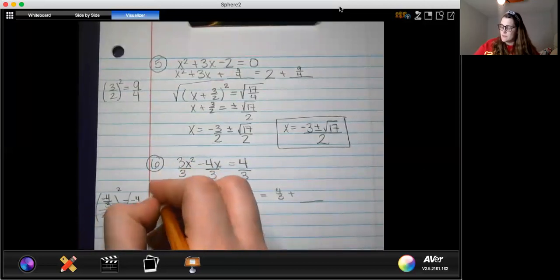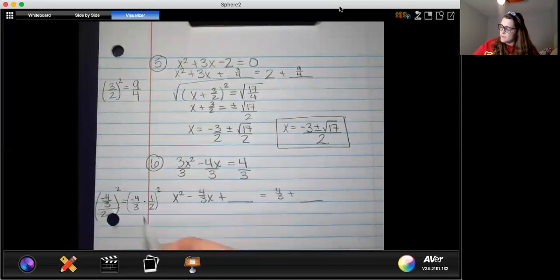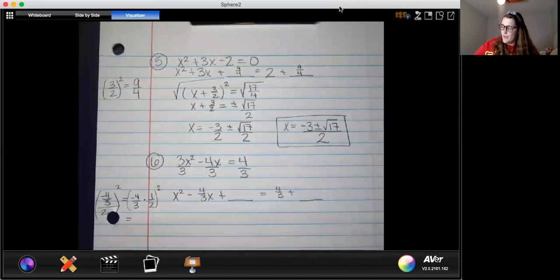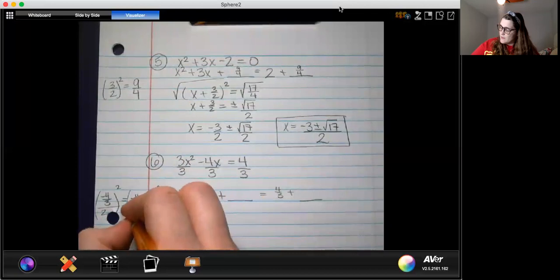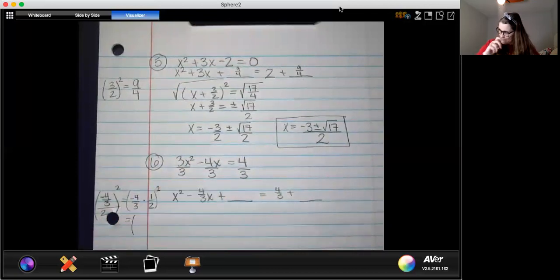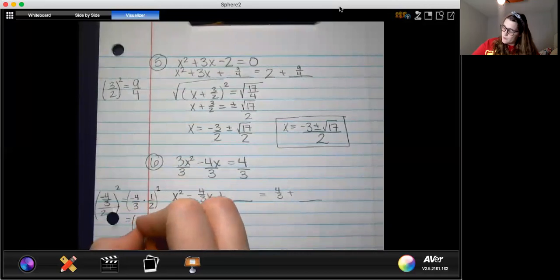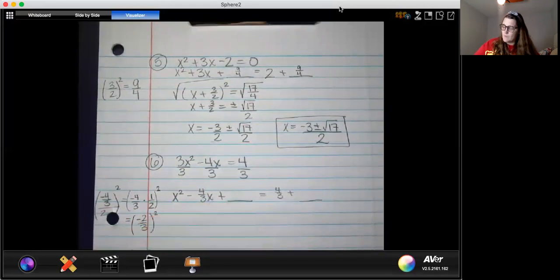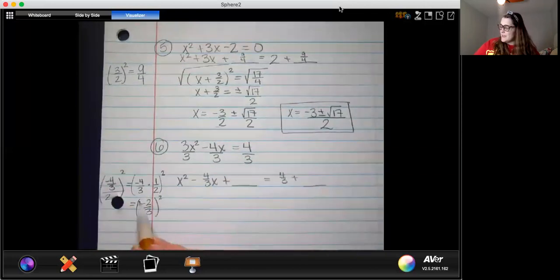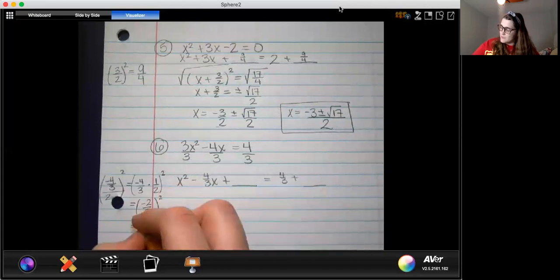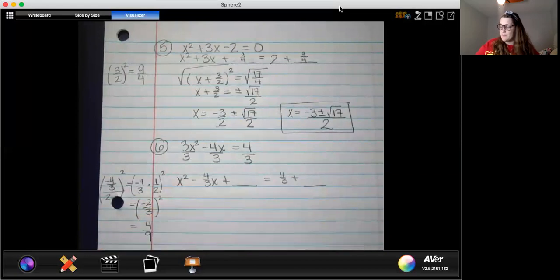And then quantity squared. Well, this simplifies: 4/3 times 1/2 is going to be negative 2/3. Negative 4 divided by 2 is 2, so multiplied by 1, you get negative 2/3. And then negative 2/3 squared is going to equal 4/9. Last time it was 9/4, now it's 4/9.